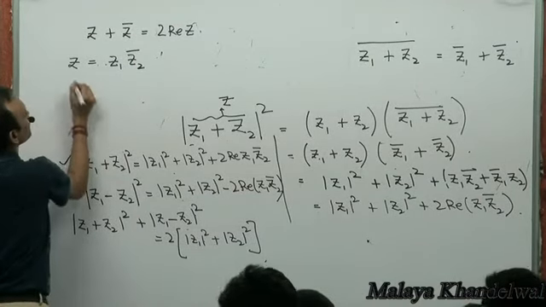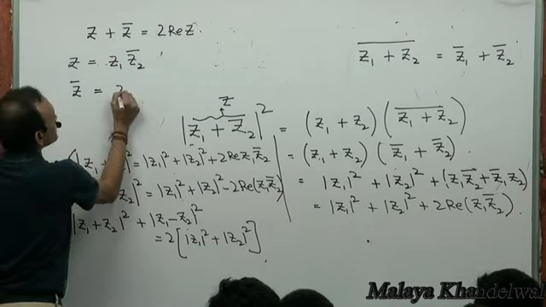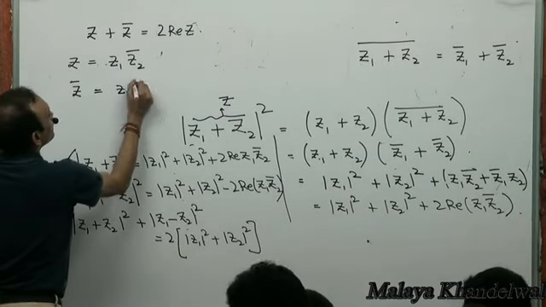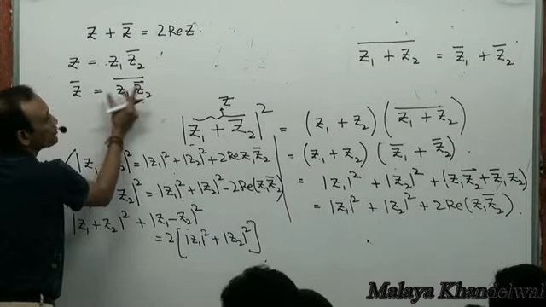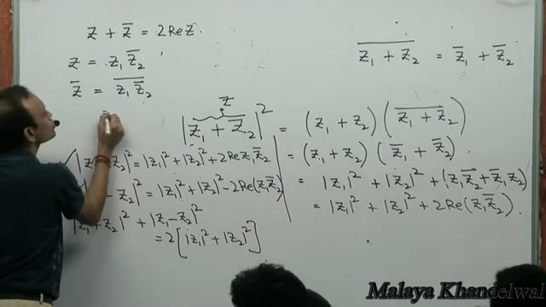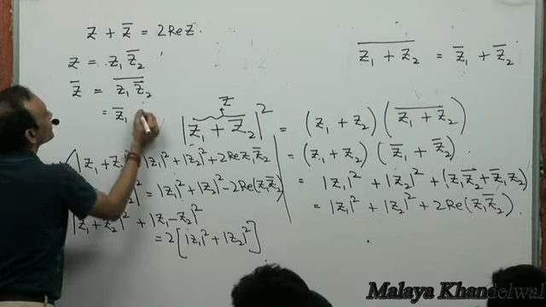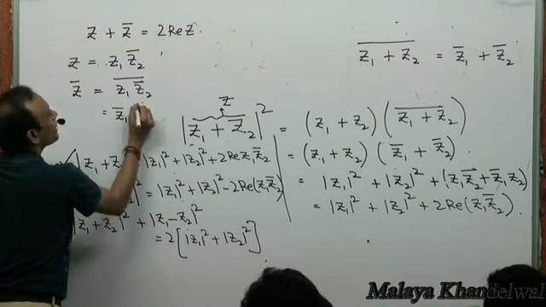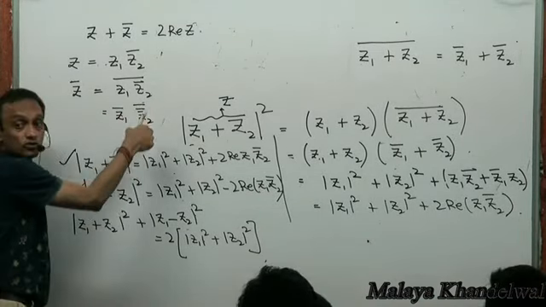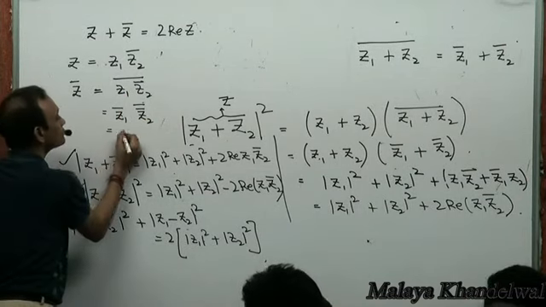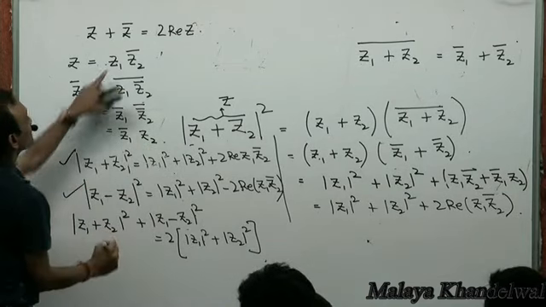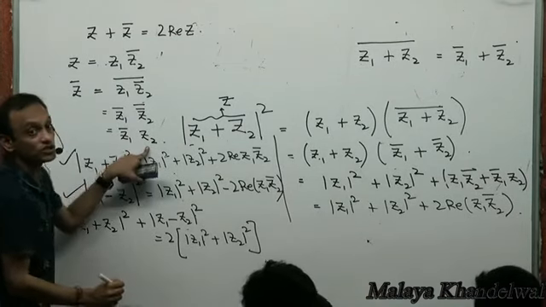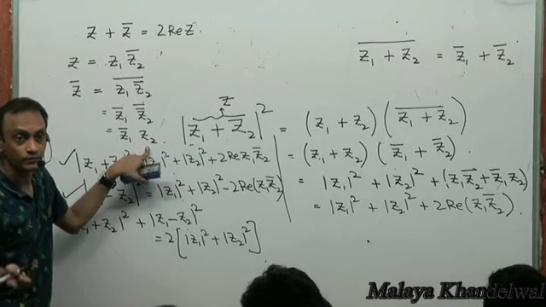Then Z bar is going to be the bar of Z1 Z2 bar. Yes or no? The bar of the product would be the product of the bars. So this is going to be Z1 bar into Z2 bar double bar. But Z2 bar bar is going to be Z2. So Z bar is Z1 bar Z2, which means that Z1 Z2 bar and Z1 bar Z2 are conjugates of each other, right?